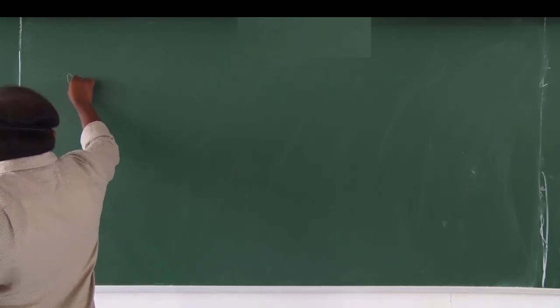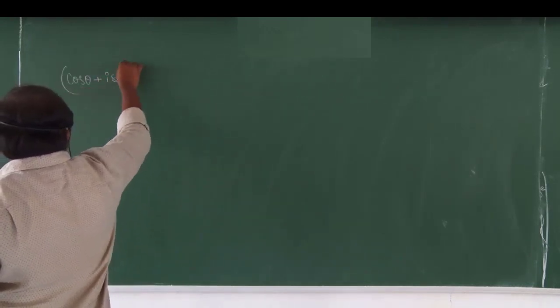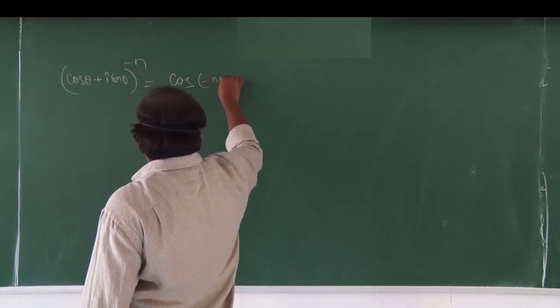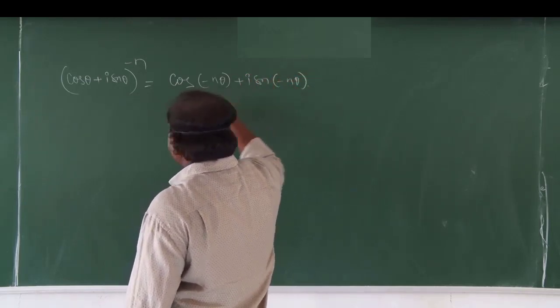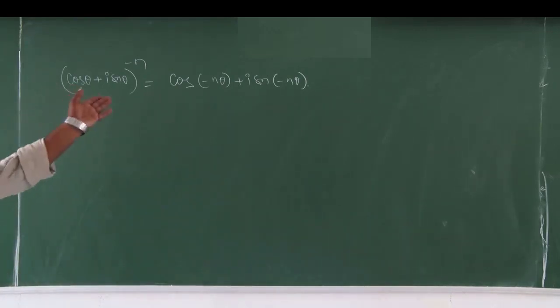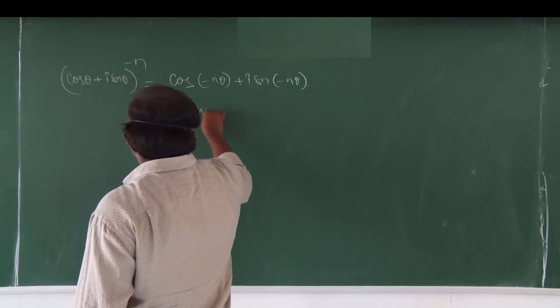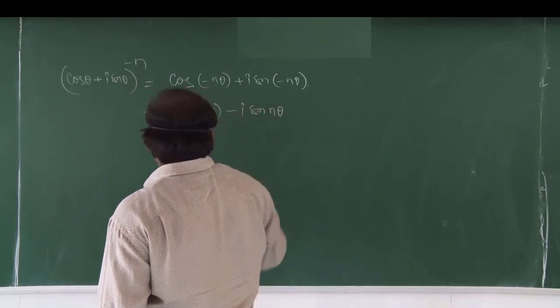Next, here one point is they given as cos theta plus i sin theta whole power minus n. Then what about this value? This is nothing but cos of minus n theta plus i sin of minus n theta. According to De Moivre's theorem, you can substitute the value minus n. Then you will get cos n theta minus i sin n theta.